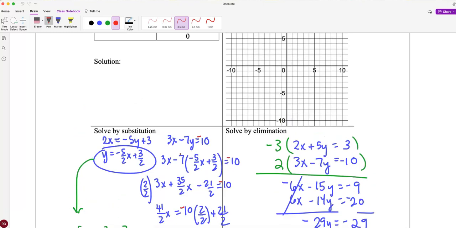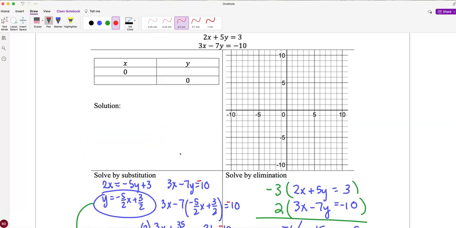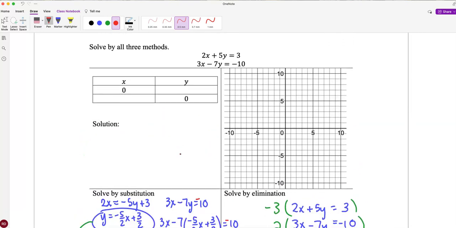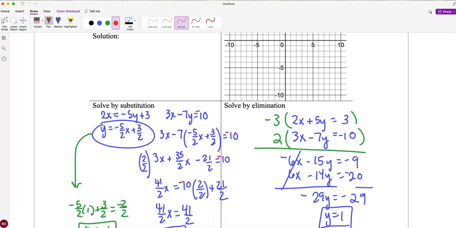7y. And so y was negative 5 halves plus 3 halves. So when I substitute that in, 35 halves minus 21 halves. So it's going to be negative 20, so it's going to be 1 half.